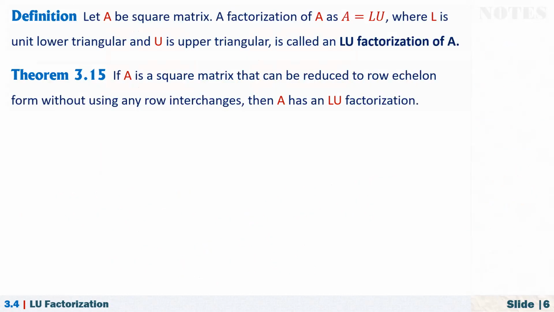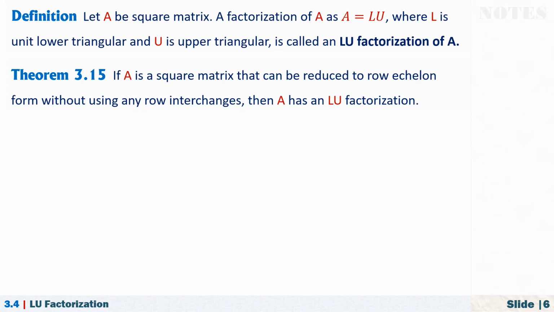So definition. Now let's just formalize what we have just done. Let capital A be a square matrix. A factorization of A as A equals L times U, where L is unit lower triangular and U is upper triangular, is called an LU factorization of A. That is how we define the LU factorization of matrix A.